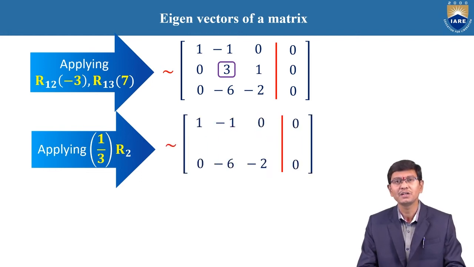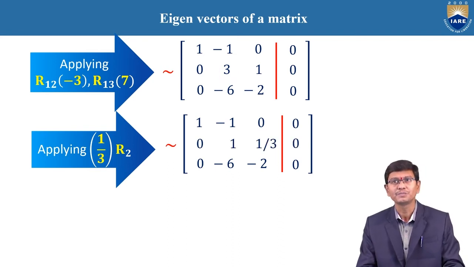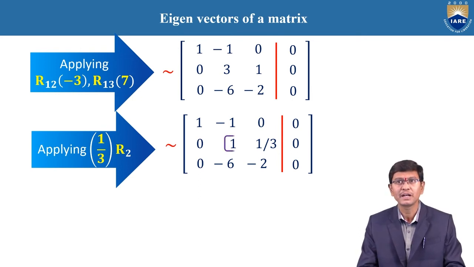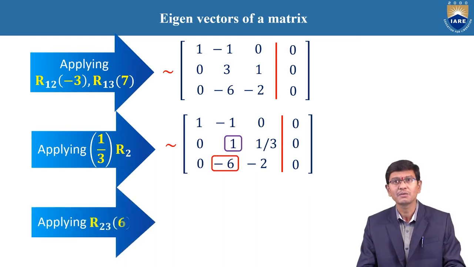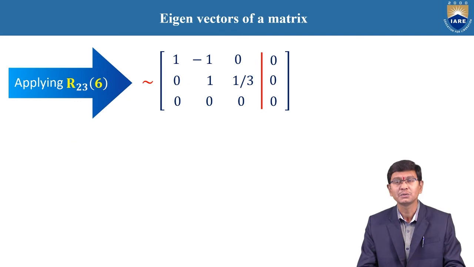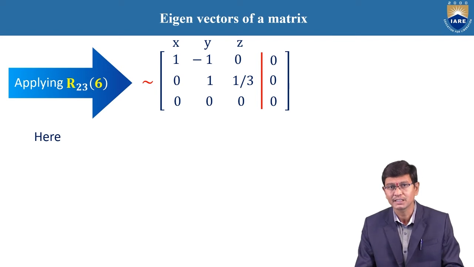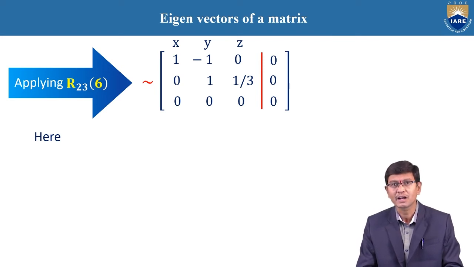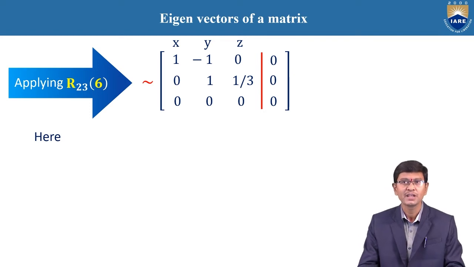Once again, when we divide R2 by 3, the matrix is reduced to 1, -1, 0; 0, 1, 1/3; and the last row is 0, -6, -2. Once again, we apply R3 plus 6 into R2. Then the last row is reduced to 0, 0, 0, and the last column is 0, 0, 0. Therefore, it clearly satisfies the echelon form of a matrix. Why? Because it is an upper triangular matrix.